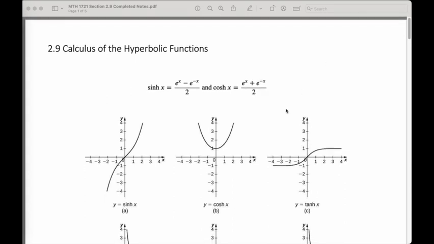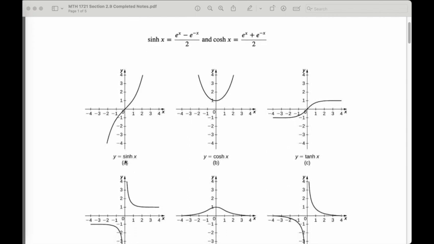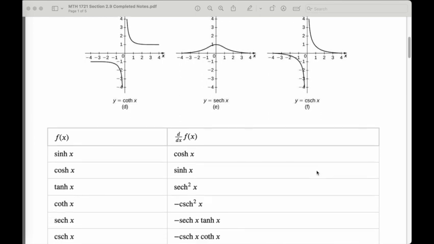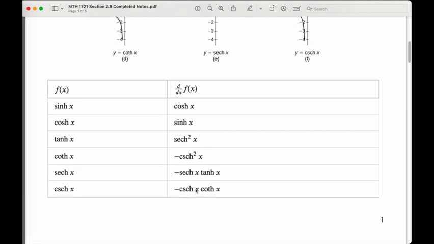Now, if you haven't seen these graphs before, this is what they look like here. They're all labeled here so you can see what they look like. Now, when you take the derivative of a hyperbolic function, here's the table here of how to follow the rules. So if I take the derivative of hyperbolic sine, I'm going to get hyperbolic cosine. Okay, the derivative of hyperbolic cosine is hyperbolic sine. Okay, so you just want to follow this chart here.